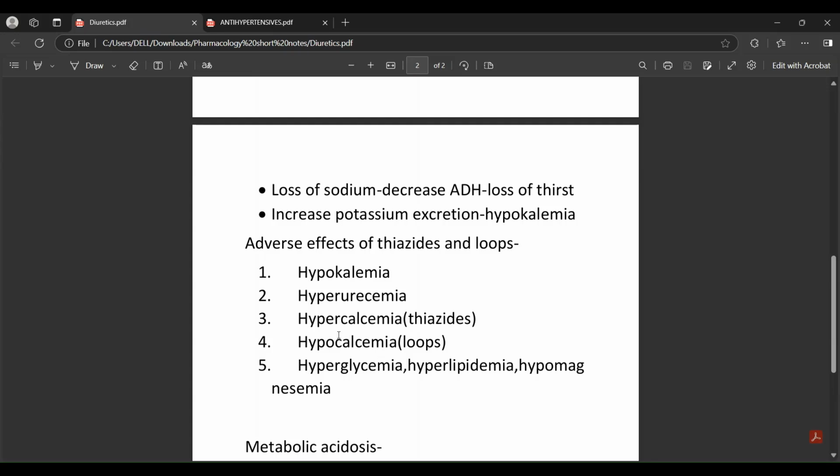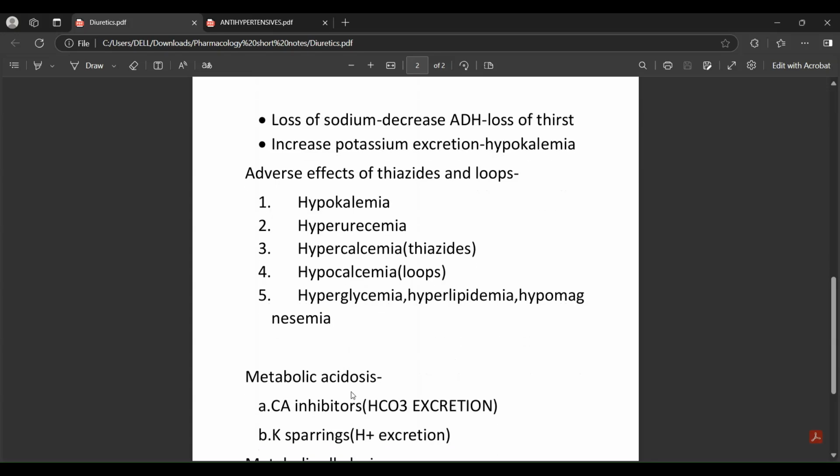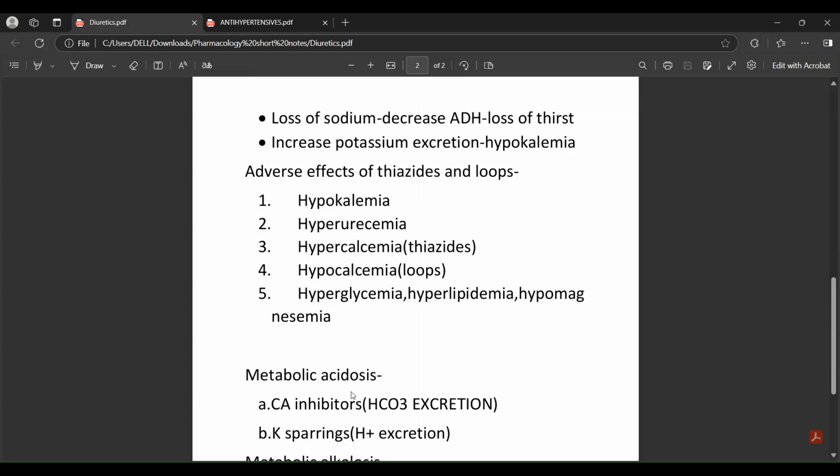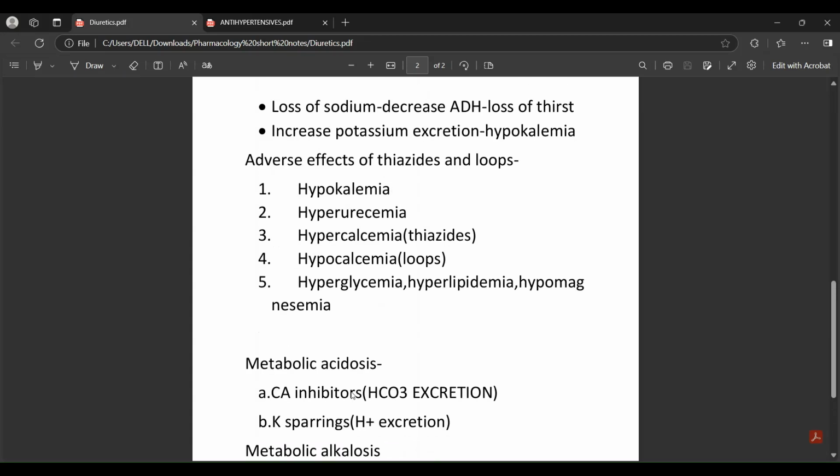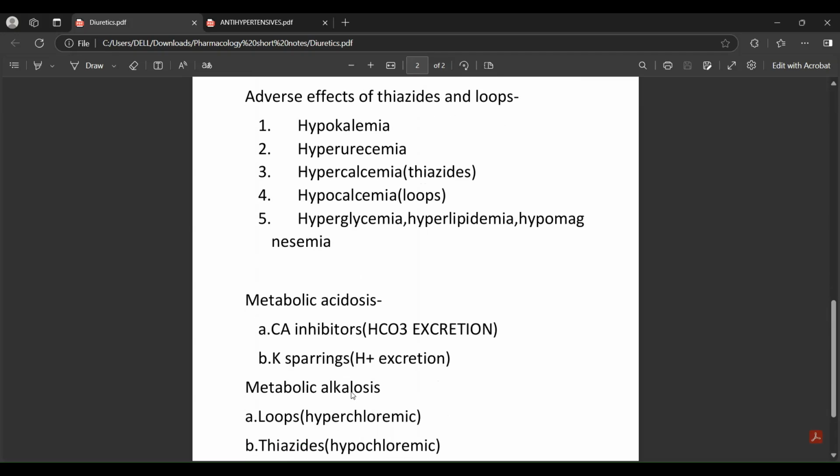How do you remember that loops cause hypocalcemia? Because loops has a double o, and hypo has an o, so hypocalcemia is caused by loops, right? Hypercalcemia is due to thiazides. Then hyperglycemia, hyperlipidemia, and hypomagnesemia. Adverse effects of diuretics are the most common question that you would get. You have to remember hypokalemia, hyperuricemia, hypercalcemia in thiazides, hypocalcemia in loops, and hyperglycemia, hyperlipidemia, hypomagnesemia.